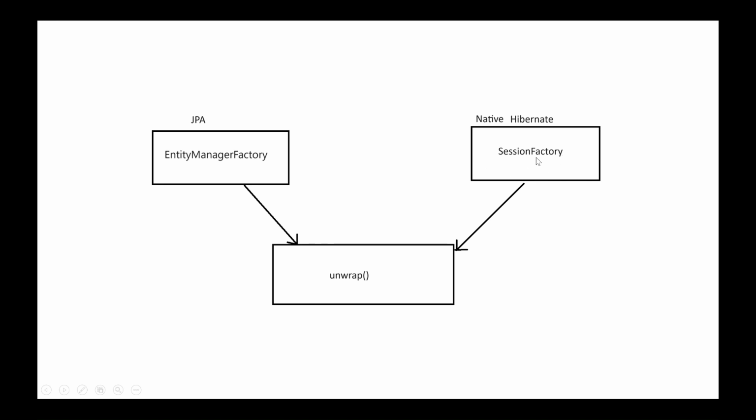And this can happen vice versa. We can get the Entity Manager Factory from Session Factory as well. So both Entity Manager Factory and Session Factory can use this unwrap method to get one another's object. So how are we going to access those APIs? Let's see, we'll write an example and we'll see.